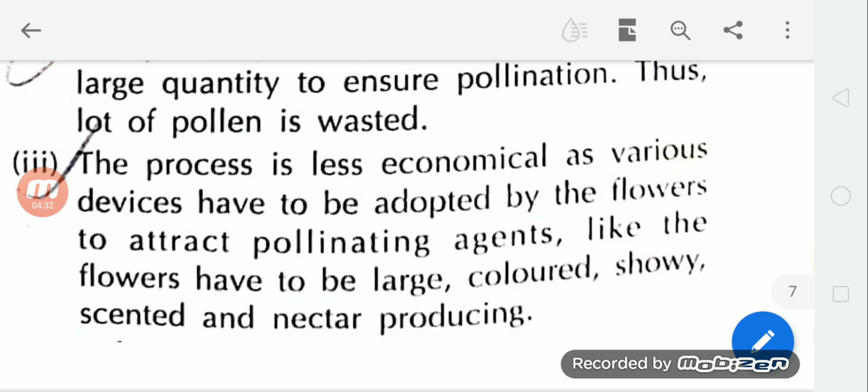In this way, we studied about what pollination is, what the differences between self-pollination and cross-pollination are, and what their advantages and disadvantages are.